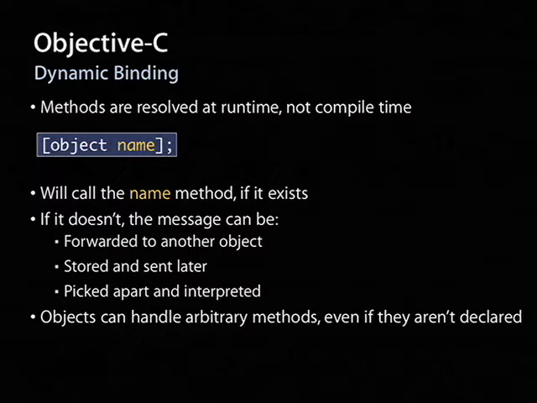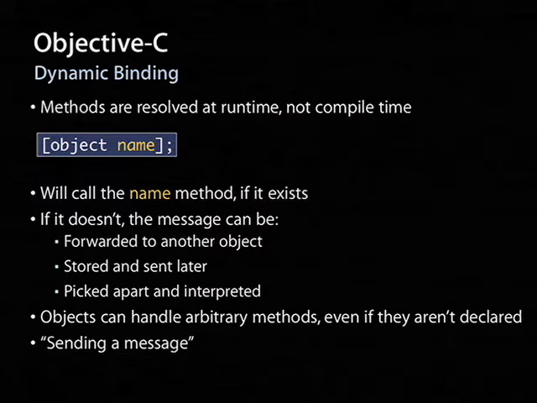So the lesson here is that objects can handle arbitrary methods even if they aren't defined at compile time. And we refer to this, therefore, as sending a message. So here we're sending the name message to this object, and if the object responds to name, it will call the name method.